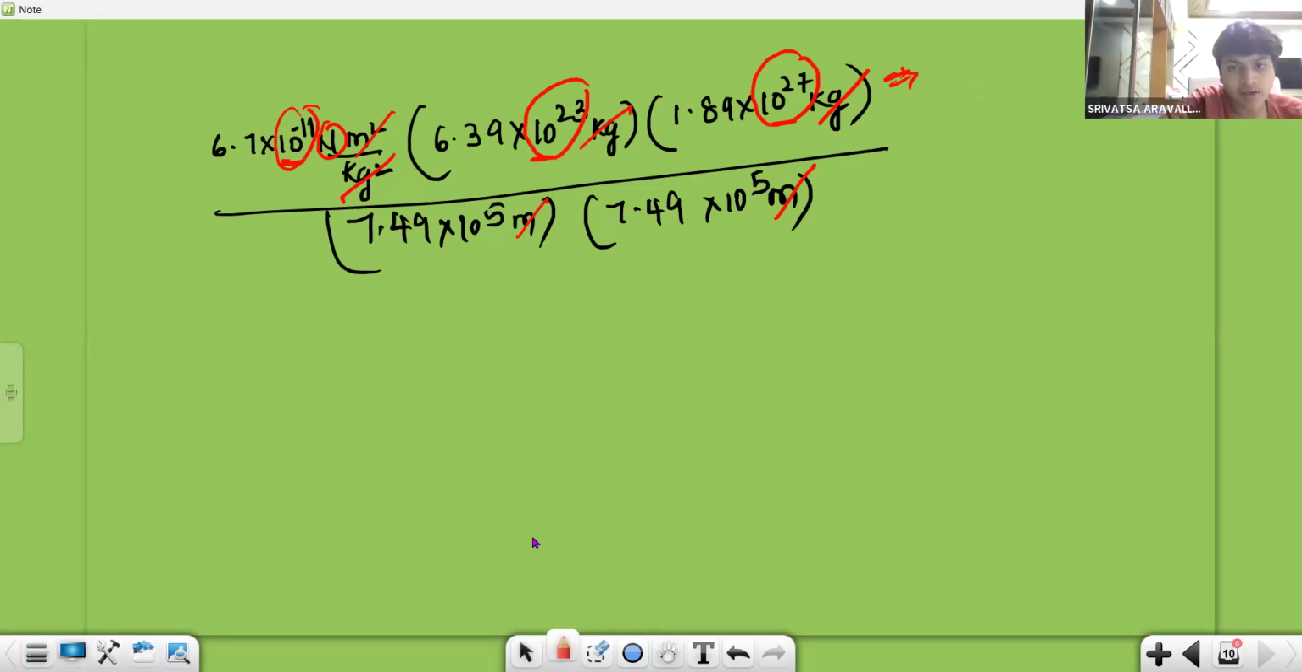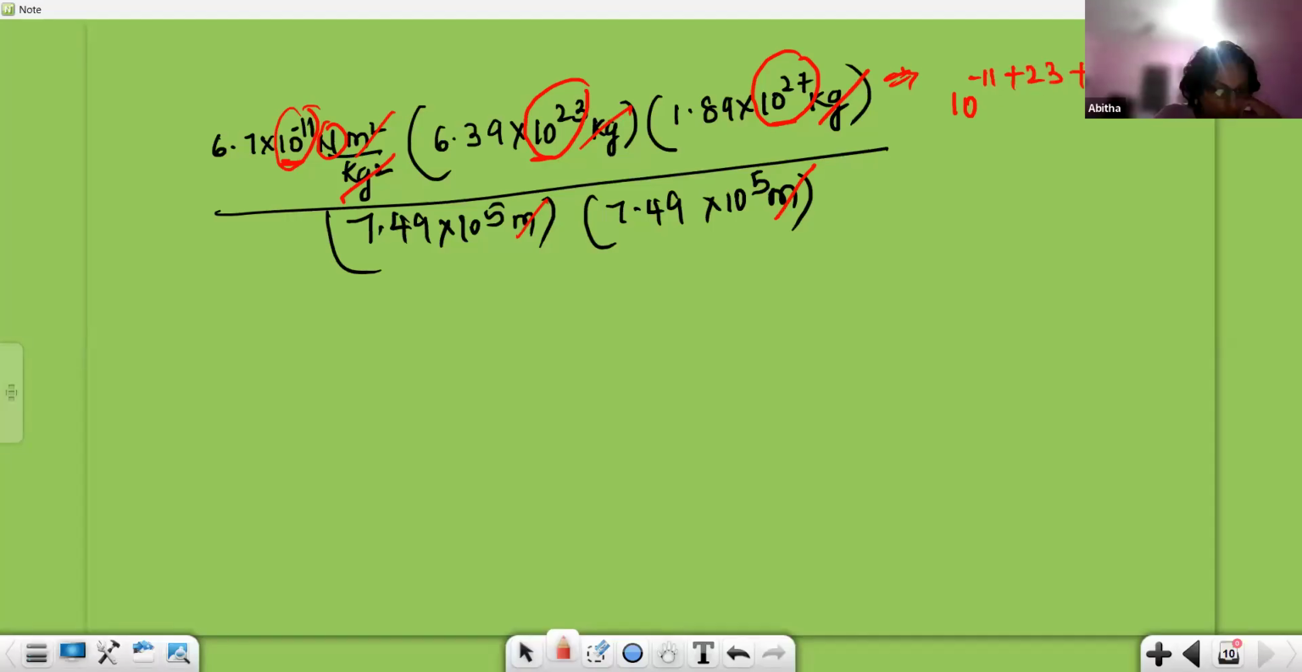So after calculating these three together, how do we write those three? It will be 10 to the power of minus 11 plus 23 plus 27. Perfect. So that gives me 10 to the power of 39. Very good, Srivatsa. So in the numerator, we get 10 power 39.